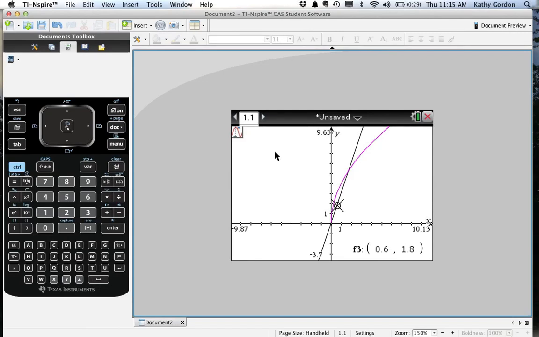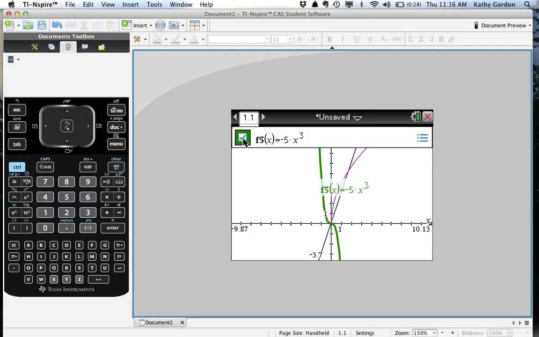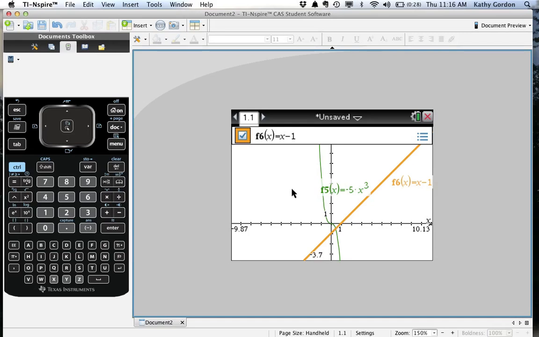So going back to our graphs here. So let's see, we were looking at negative 5x cubed. Let me turn these other ones off. Turn off that one and that one. So we have our negative 5x cubed and we have our x minus 1. So we can see here that we have a cubic and a linear. Okay, get rid of these labels so that it's not quite so messy.